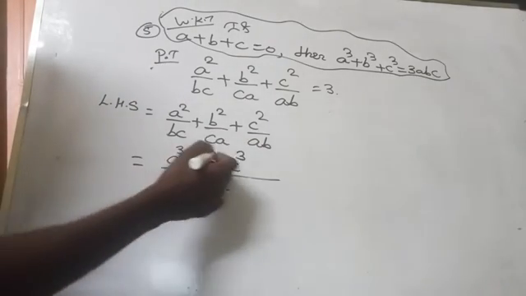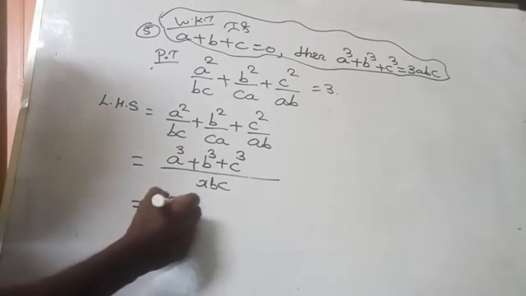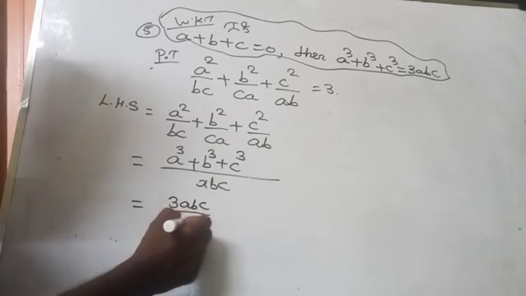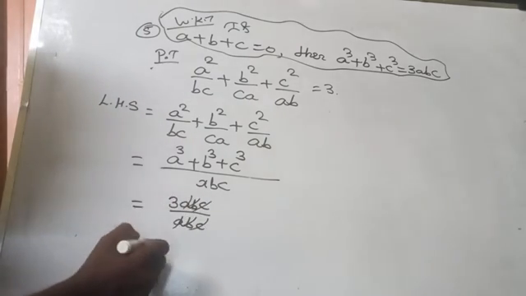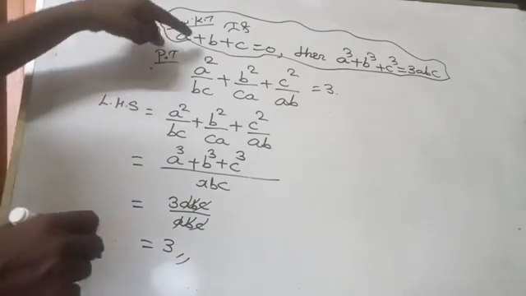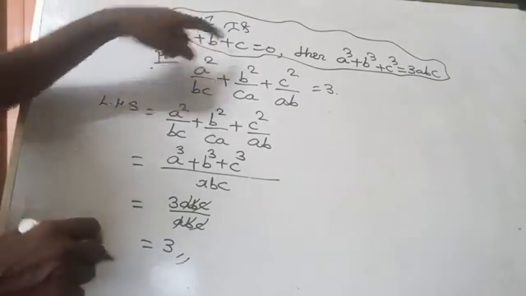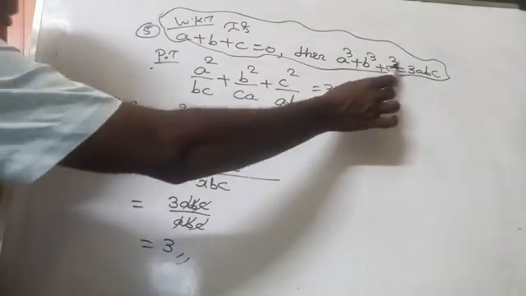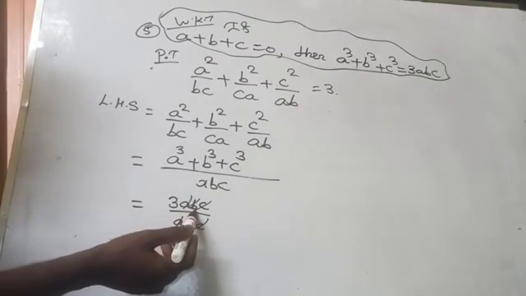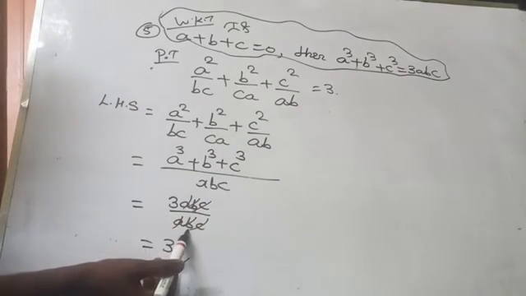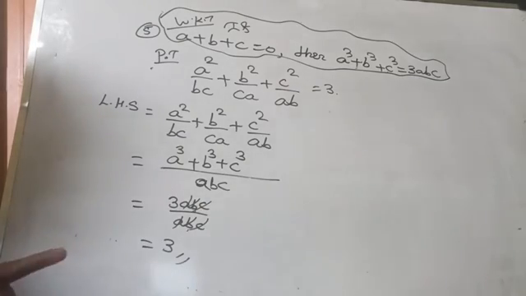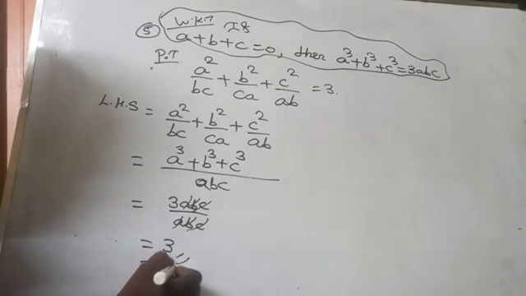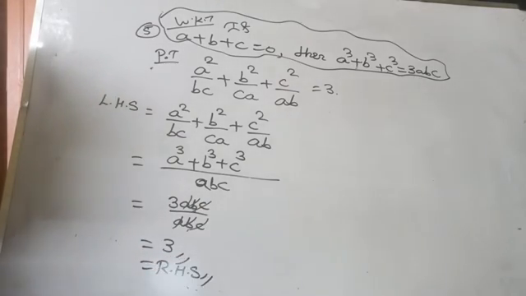So A cube plus B cube plus C cube over ABC. Given that A plus B plus C is 0, therefore A cube plus B cube plus C cube can be written as 3ABC, so it is 3ABC by ABC. Already we have ABC in the denominator, so we can cancel this ABC. We are getting 3. We got the right hand side.